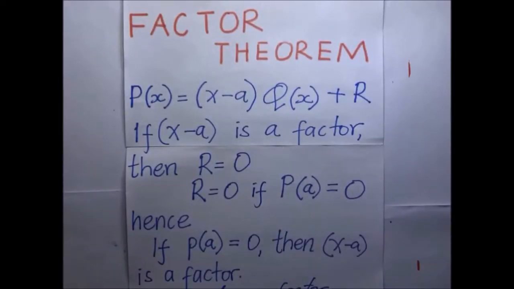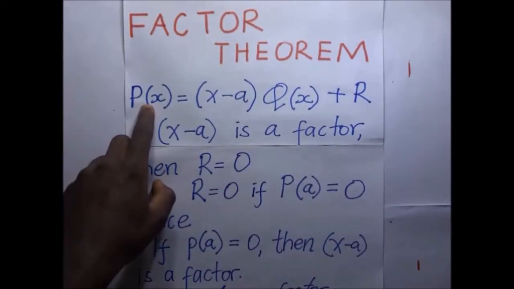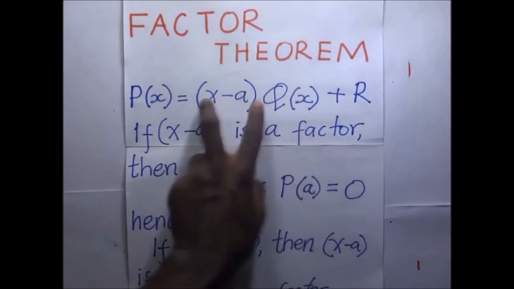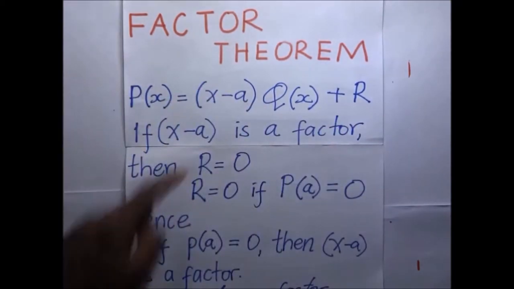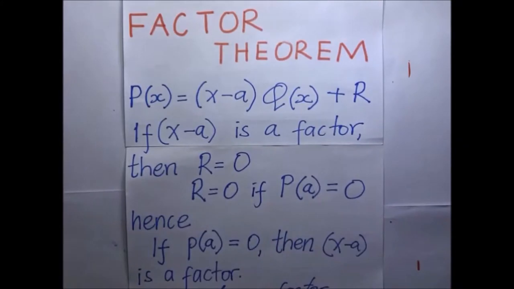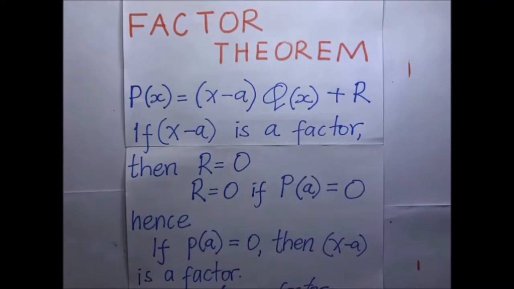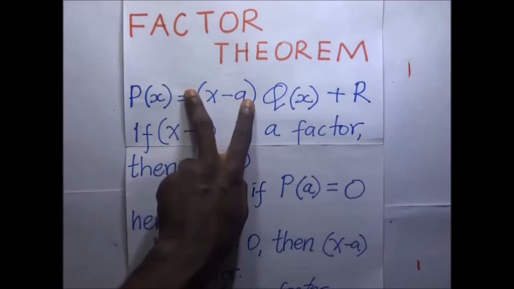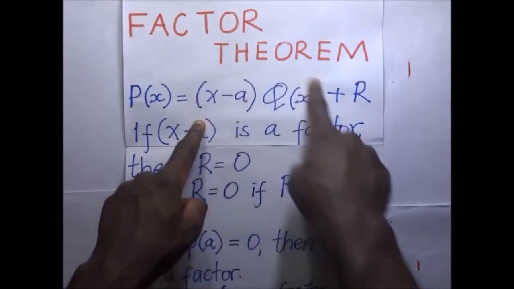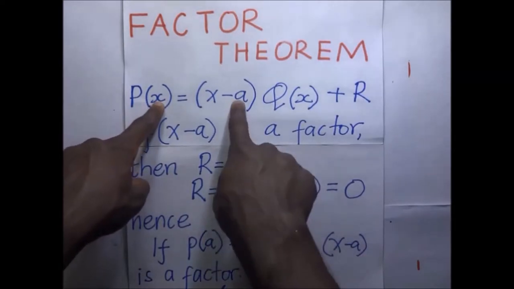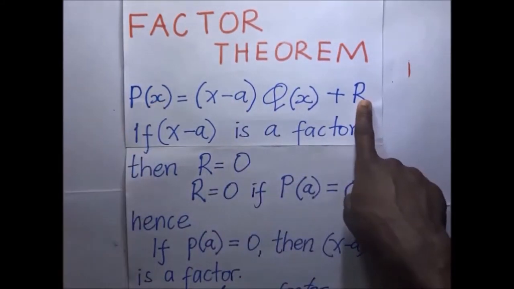Today we get to look at the factor theorem. In our previous video, we said that when you get a polynomial and you multiply the quotient by the divisor and you add the remainder, then you get the polynomial. We arrived at this in our previous video when we were looking at the remainder theorem. And we said that for us to get the value of r, x minus a should be equal to 0. It means that this whole term will have to disappear, so that if the value of x in the polynomial here is a, then we are able to get the remainder.